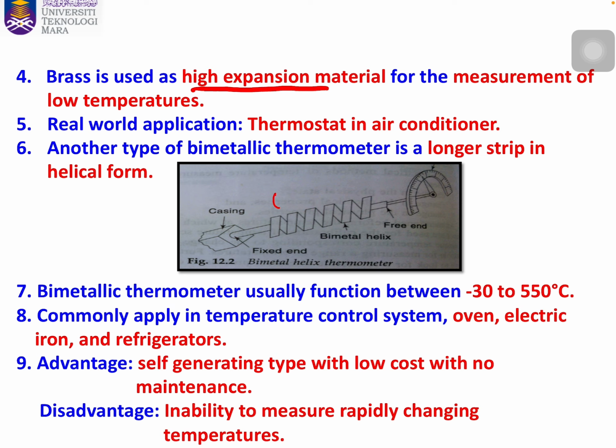Okay, so you can see here the bimetallic strip but in helical form. A bimetallic thermometer usually functions between -30 to 550 degrees Celsius, and it's commonly applied in temperature control systems like ovens, electrical irons, and also refrigerators. An advantage is it's a self-generating type with low cost and no maintenance, but it has an inability to measure rapidly changing temperature. Why? Because it takes some time to expand.